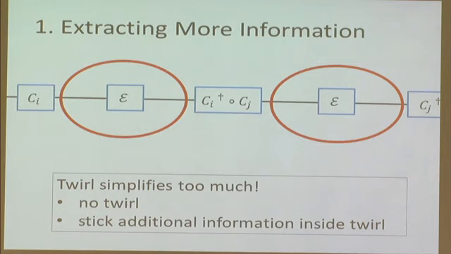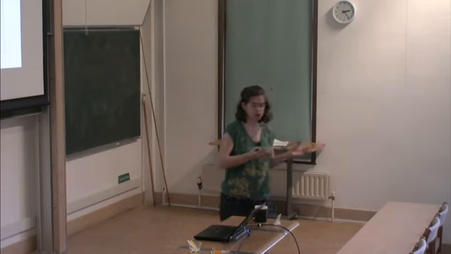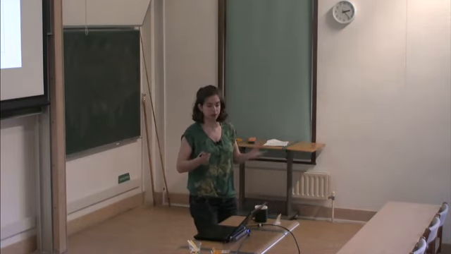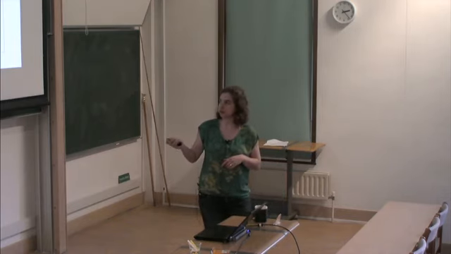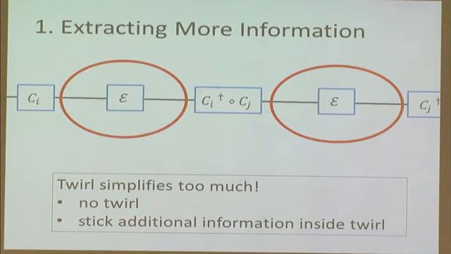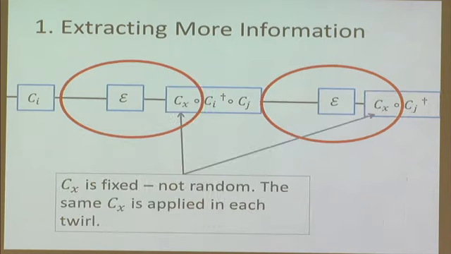But because this twirl is so limiting, it basically destroys so much information about E, we don't have a lot of options. Either we can get rid of the twirl, and do some kind of different procedure that maybe doesn't kill so much information about E, or the other option, and this is what we're going to go with, is we're going to stick something extra inside of the twirl. Because we like these twirls, we get these nice exponential decays that are very easy to fit experimentally. So what we're going to do is throw an extra Clifford into the twirl.